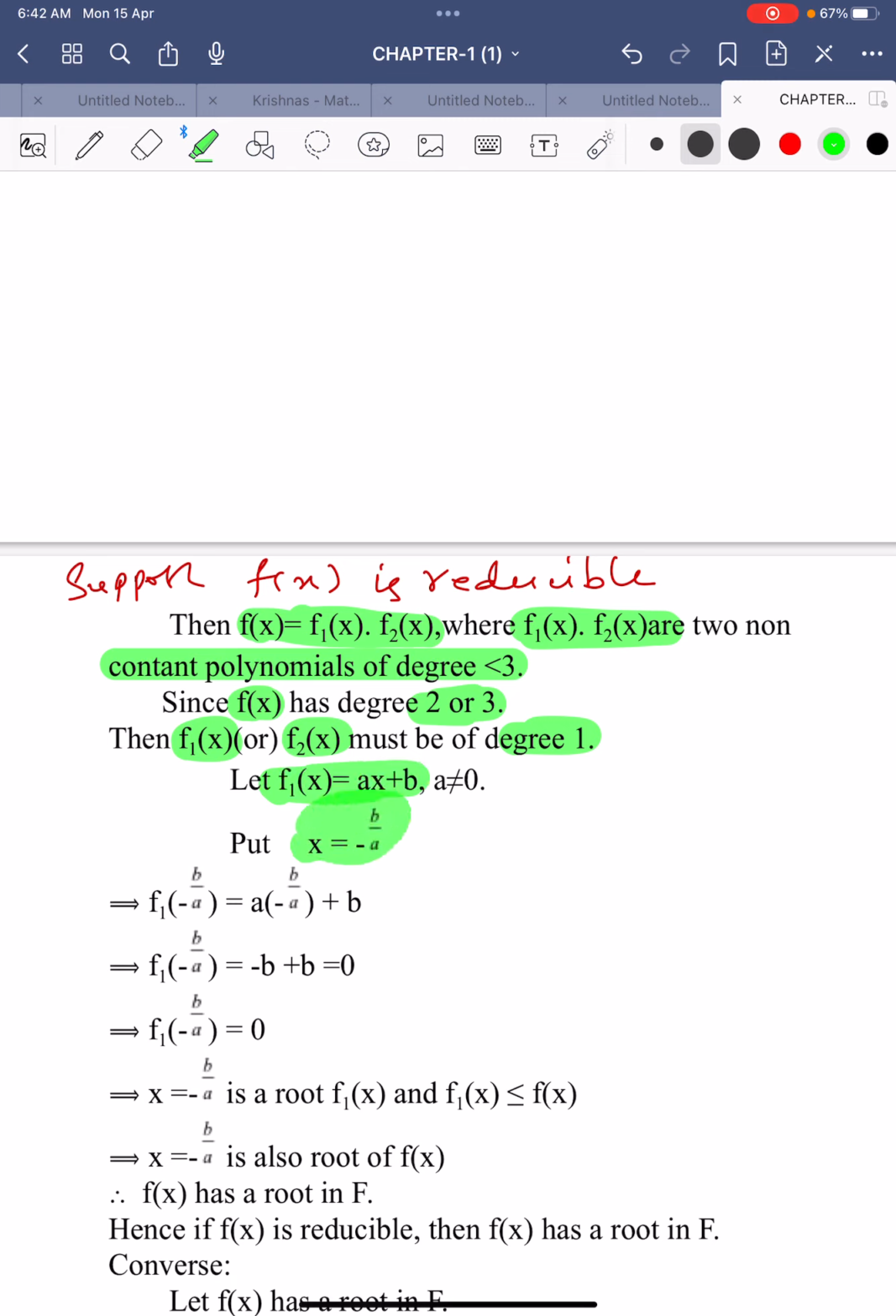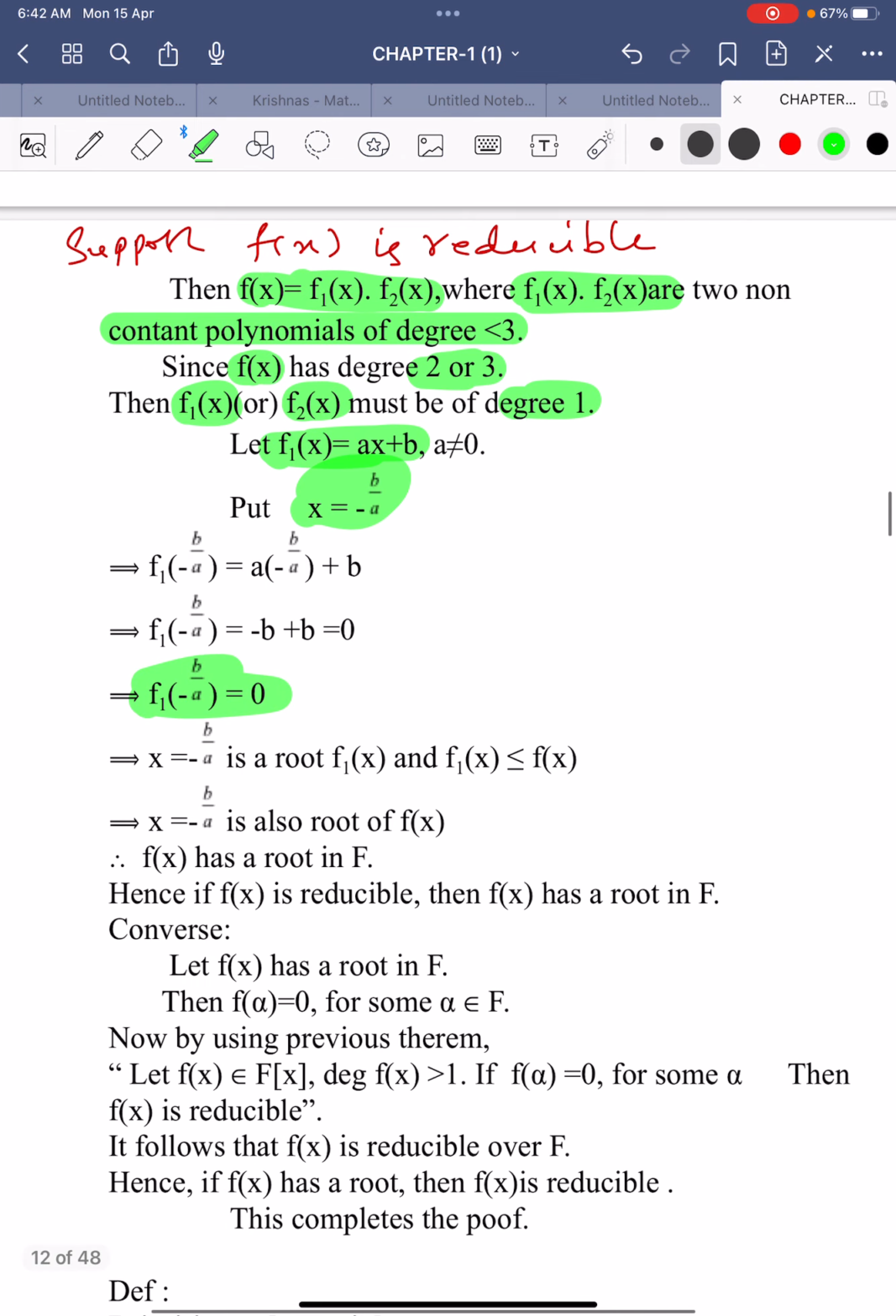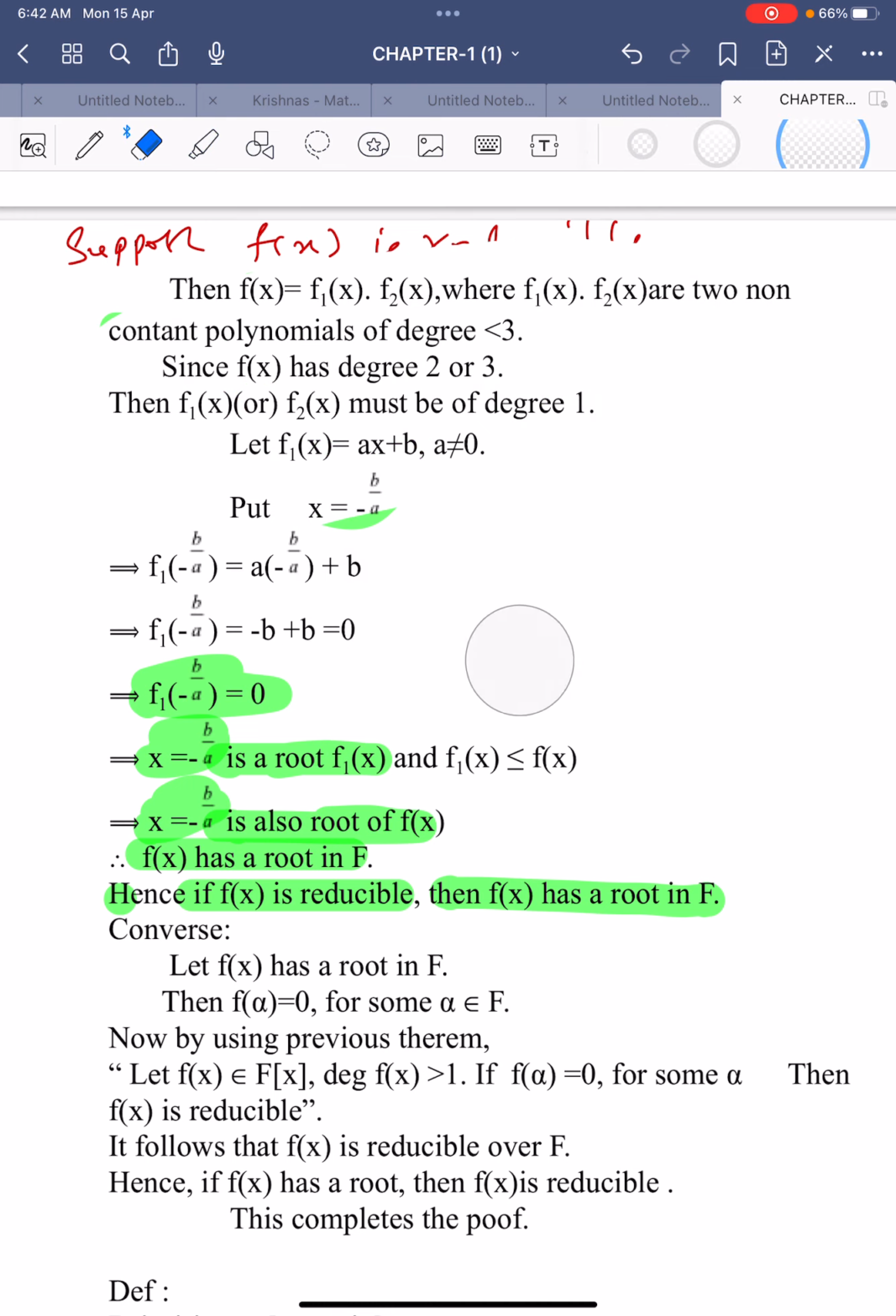Put x equal to minus b by a. Obviously, f1 of minus b by a is 0. Therefore, x equals minus b by a is a root of f1 of x. Therefore, x equals minus b by a is a root of f of x. Hence, f of x has a root in capital F. Now, we have proved that if f of x is reducible, then f of x has a root in capital F. Right. Now, we are going to prove the converse part.